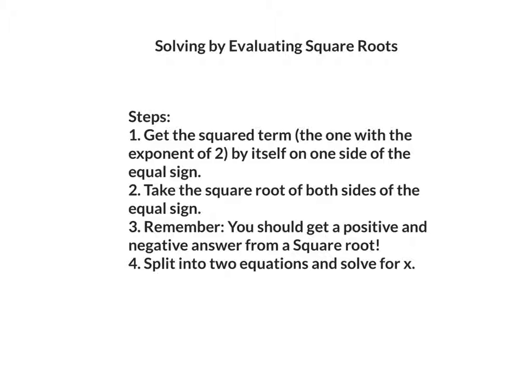So how you do this is step 1. You're going to get the squared term, the one with the exponent of 2, by itself on one side of the equal sign. Step 2, take the square root of both sides of the equal sign. Step 3, remember you should get a positive and negative answer from a square root. I'll talk about that in a minute. And step 4, split into 2 equations and solve for x.